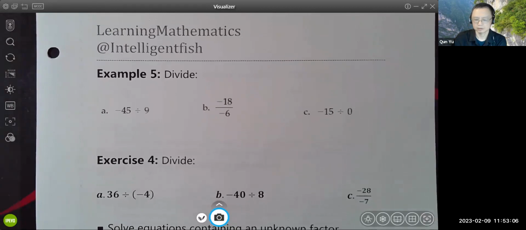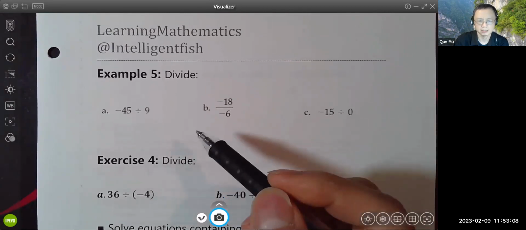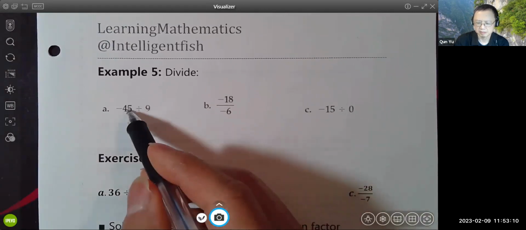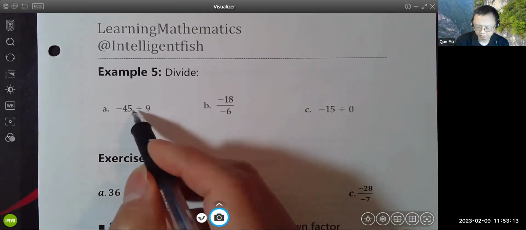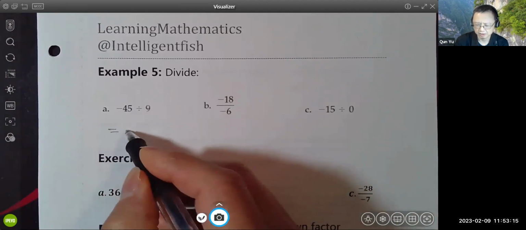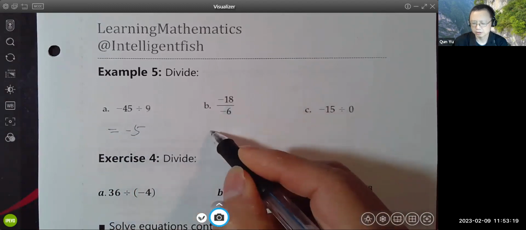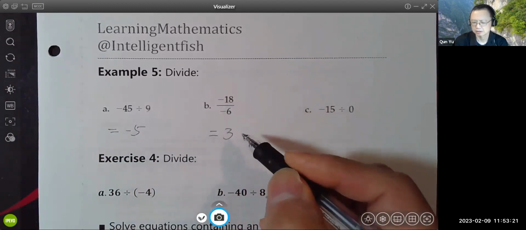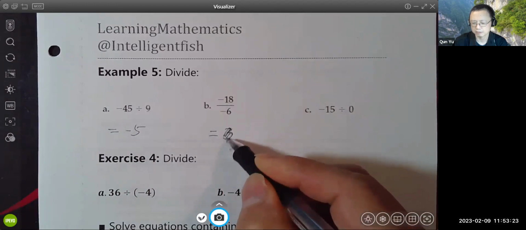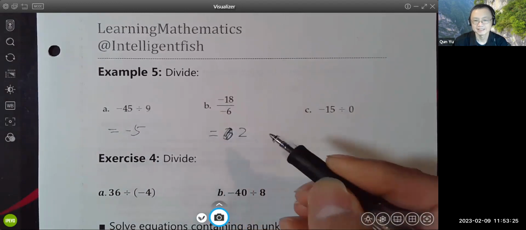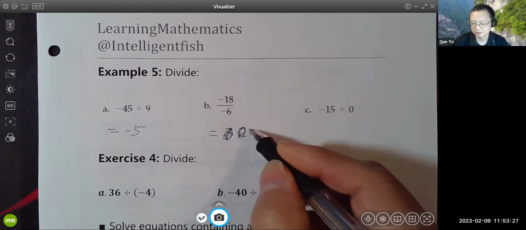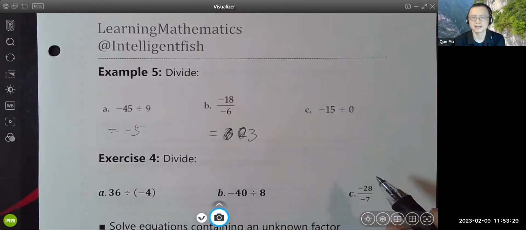Another example, let's do these calculations. Negative divided by positive, the result is negative, right? So -5. Negative divided by negative, the result is positive. I don't know why I wrote 3. Oh, it is 3. Sorry, that's my eyes.